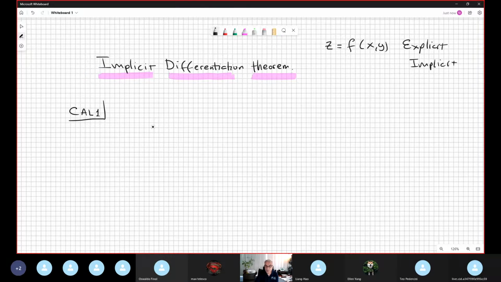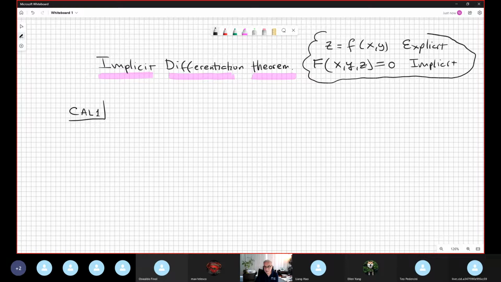When you have an implicit function, for example, you write a capital F because it's not the same mathematical expression. You put F of x, y, z equal to 0, or equal to a constant. Not necessarily always 0, but it's okay. This is a classical idea of implicit. Sometimes algebraically it's possible to manipulate this, but sometimes not. Sometimes it's very, very hard to isolate the variable.